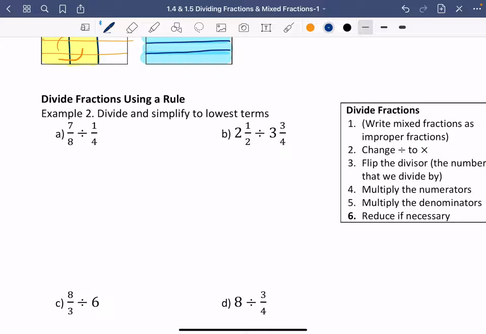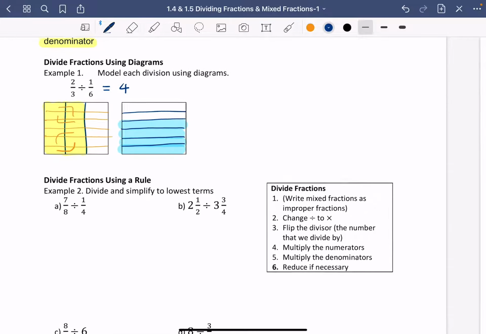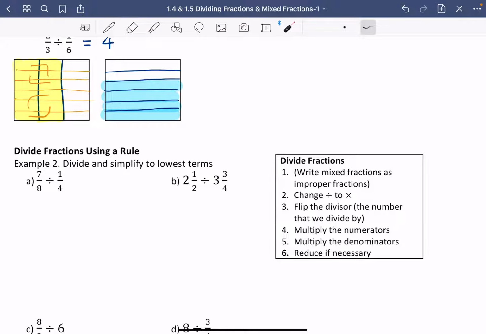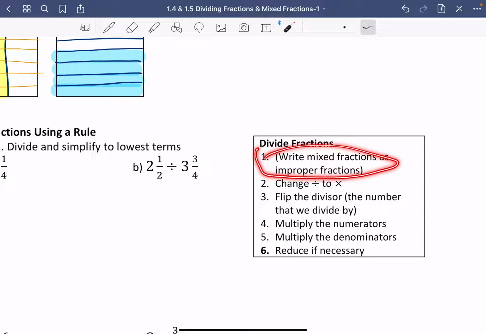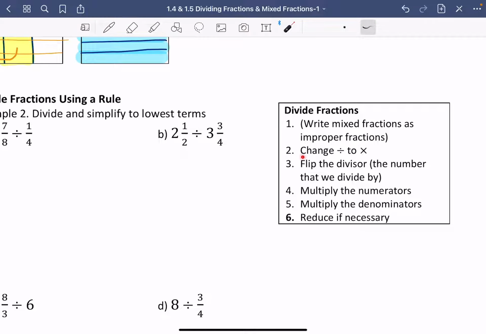Divide and simplify to the lowest term using a rule. Okay, so the steps for dividing fractions are over here. Whenever you're multiplying or dividing fractions, you always need to change your mixed fractions to improper fractions first. Okay? So this is always the first step if you have a mixed fraction. And then the second step is to change the division sign to a multiplication sign. And then you will flip the divisor.